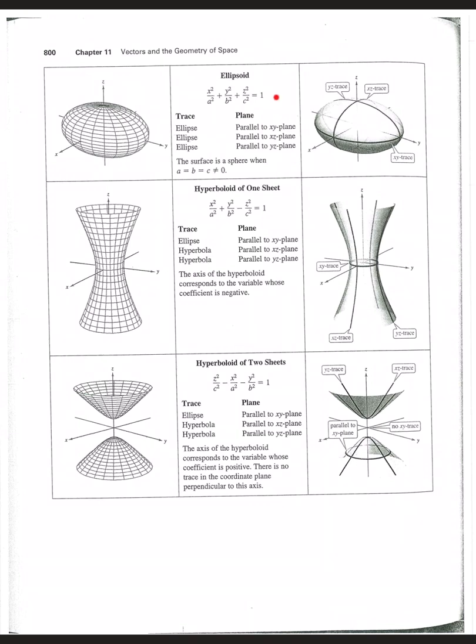Ellipsoid was when all three terms are positive, equal to 1. Hyperboloid, when all three terms are equal to 1, but one of them's negative. And then a hyperboloid of 2 sheets, which would be this type of shape, is when 2 of the 3 terms are negative. The one that's positive will be the direction that these hyperboloids run. Since Z is positive, they open up and down along the Z axis.